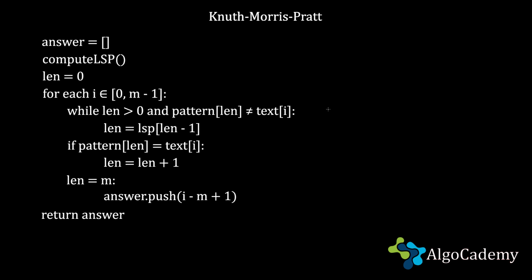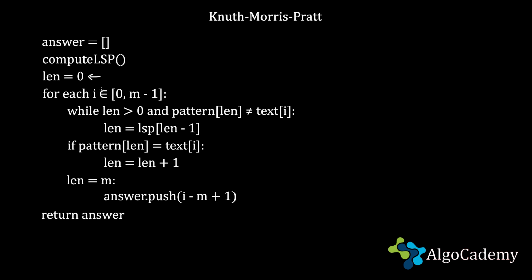Alright, and finally the big moment. This is the code for the KMP algorithm. So we start with our answer, which is initially empty. Then we compute the LSP, so we have the LSP array, and then we will use a variable len, which will store for us the length of the longest suffix of the text string that ends in position I, such that that suffix is also a prefix in the pattern string.